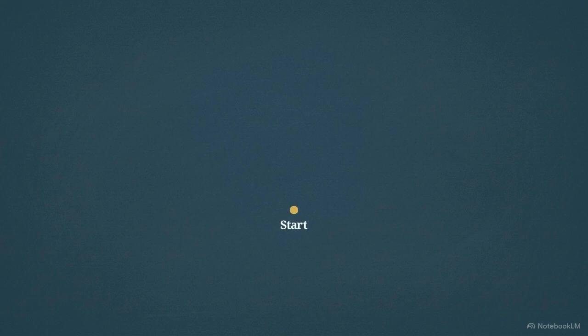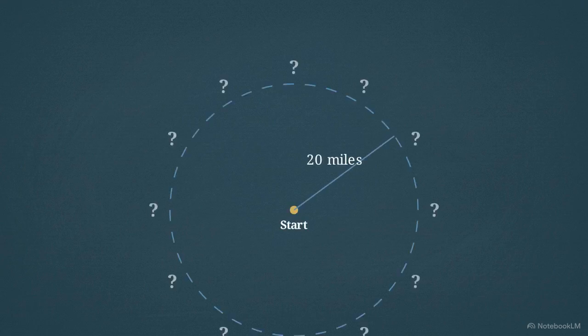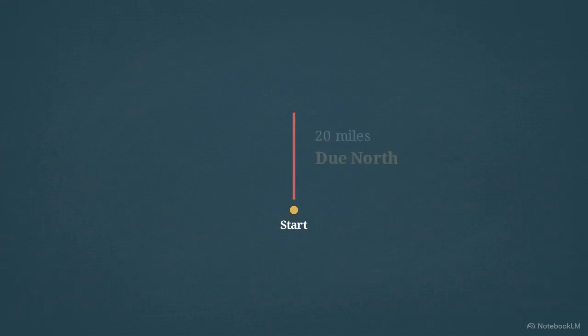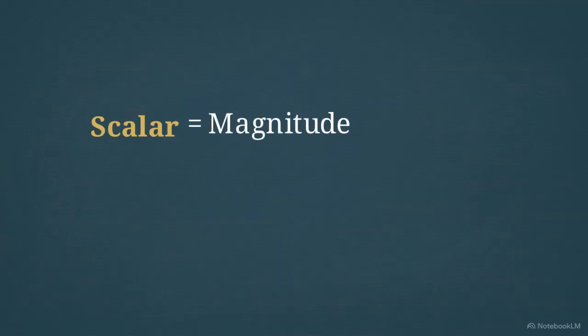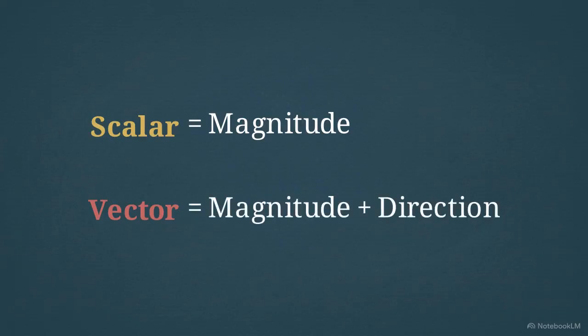If you ask for directions and someone says, just drive 20 miles, you might end up lost. But if they say, drive 20 miles due north, you know exactly where to go. That difference is the dividing line between two types of physical quantities. A scalar quantity is fully described by just a magnitude, a number. We don't ask, in what direction does the truck weigh 10 tons?